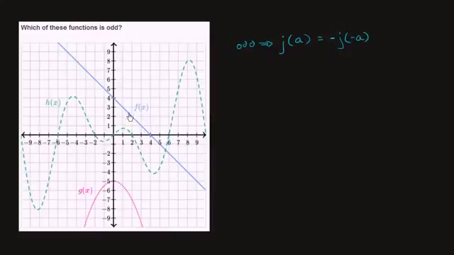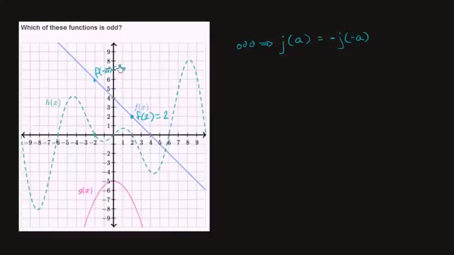So let's look at f of x. So we could pick a particular point. So let's say when x is equal to 2. So we get f of 2 is equal to 2. Now what is f of negative 2? F of negative 2 looks like it is 6. F of negative 2 is equal to 6.